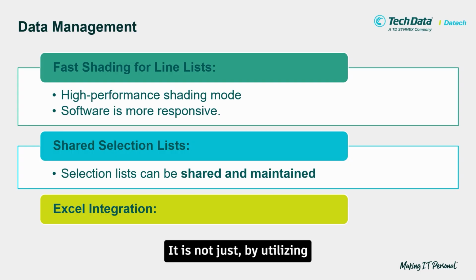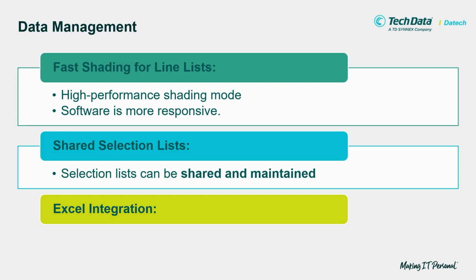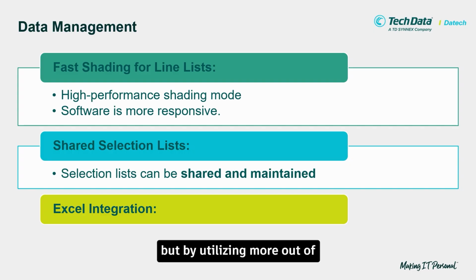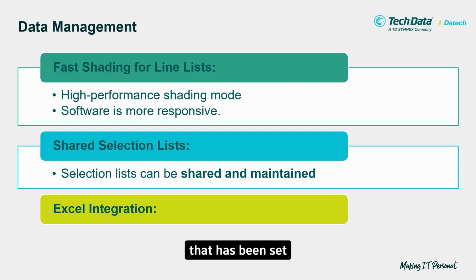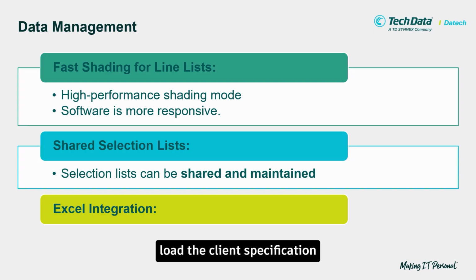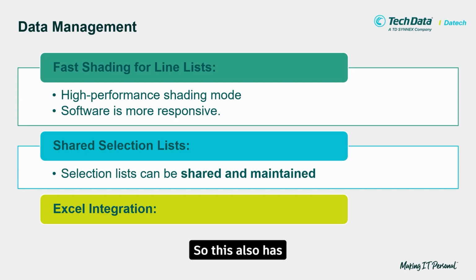Integration within the team is not just about utilizing the software, but about getting more out of it. The Excel integration is a feature of Microsoft Excel that allows you to quickly load the client specification and PNID configuration, and this helps you integrate your Excel within your AutoCAD PNID workflow. This also has an added advantage, where you can find more of the enhancements that have been made in the current version.